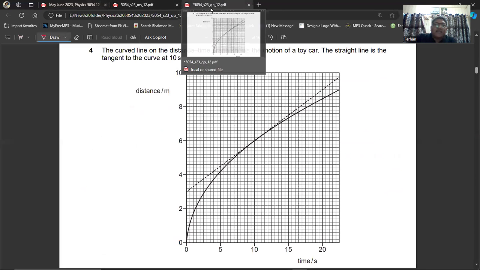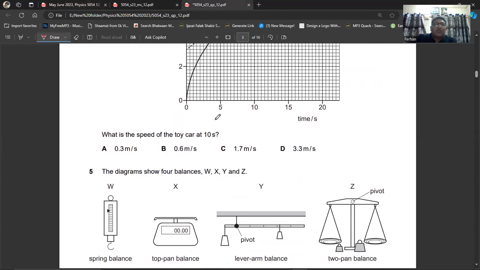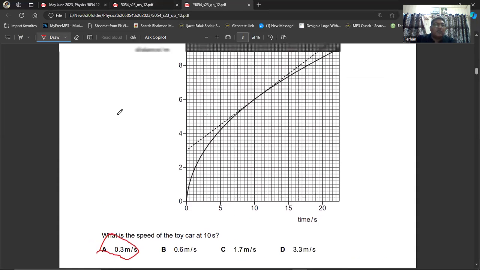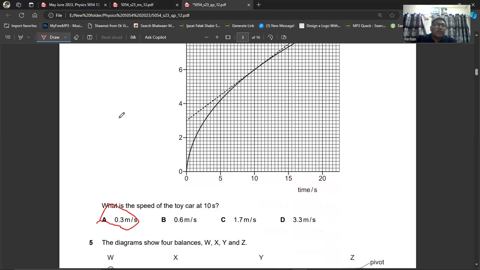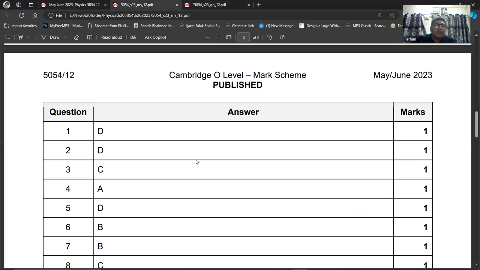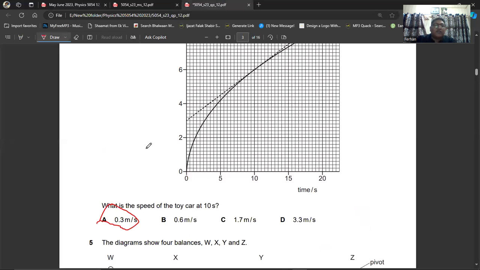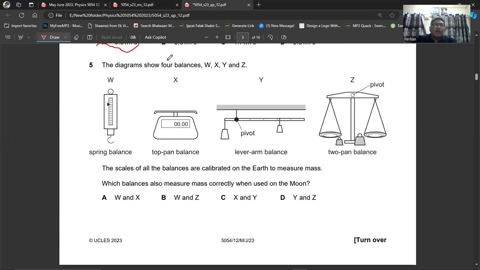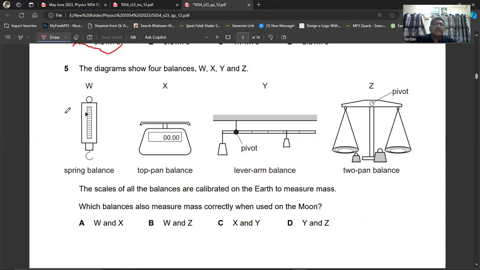0.3 meter per second. Do we have this option here? Yes, we have this option here. A is the choice. Question number 4, A is the right choice. Okay, question number 5. It says the diagram shows four.